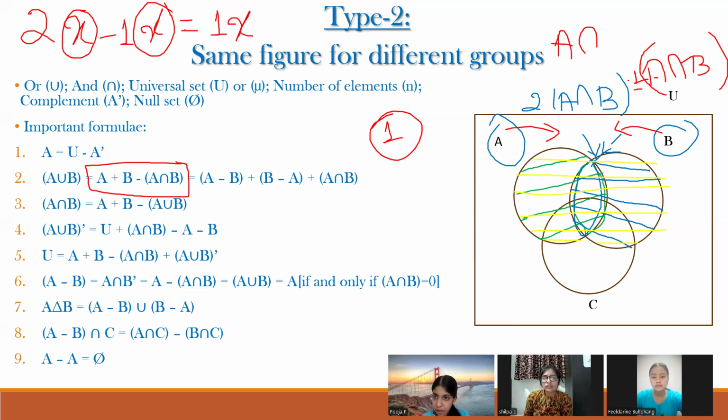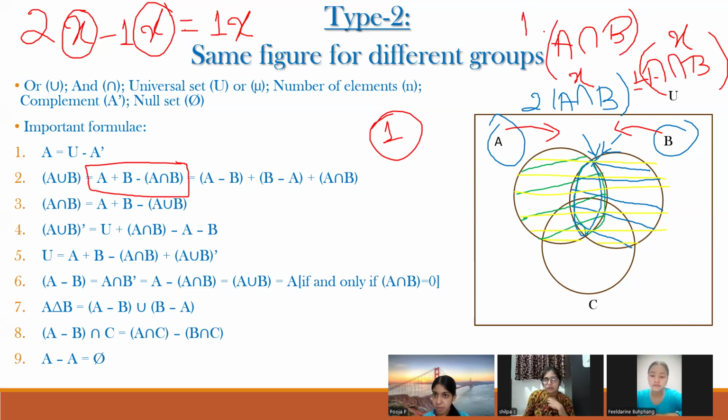So now instead of x, you put A intersection B and you substitute. Just put A intersection B as your x. So that's exactly what I told. 2 times A intersection B, that is 2x, minus 1 time A intersection B, which is 1x, will give you 1 time A intersection B, which is 1x.